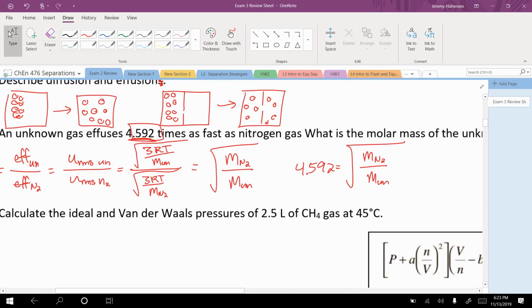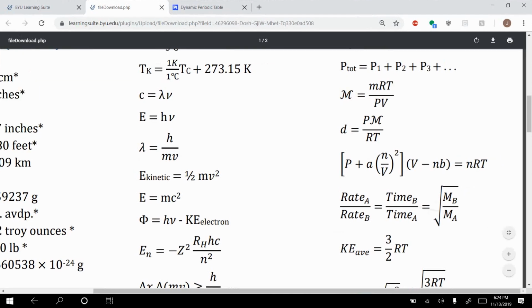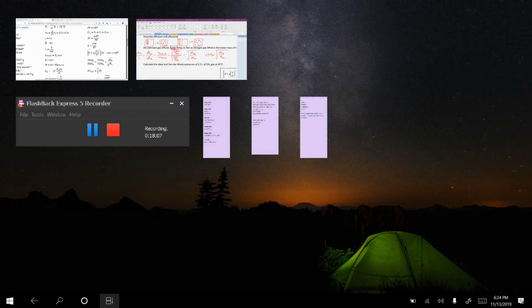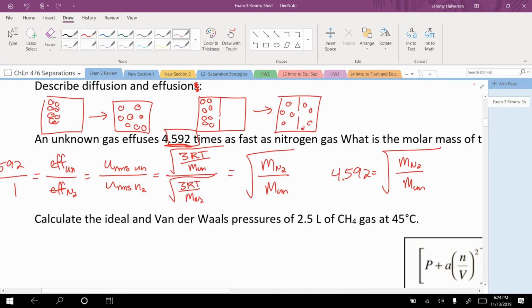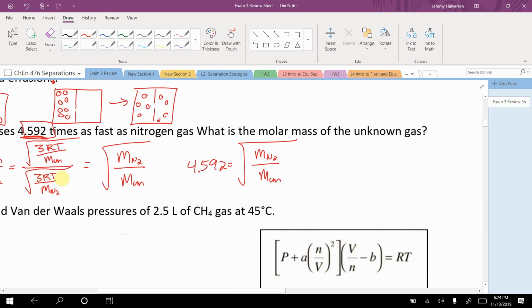Isn't it N2 on top? I put unknown over N2, and then it flips to N2 over unknown. I wasn't talking about time at all. Do you give any preference to the unknown gas or the known gas on top? If you put N2 on top, this number would not be 4.592, it would be 1 over 4.592. But it doesn't matter.